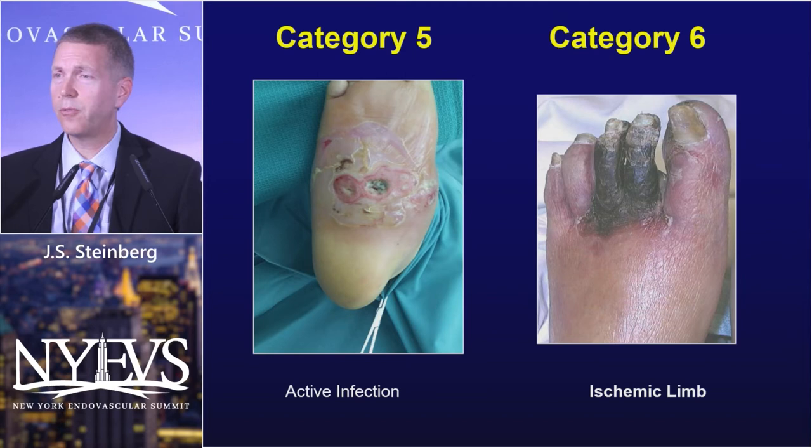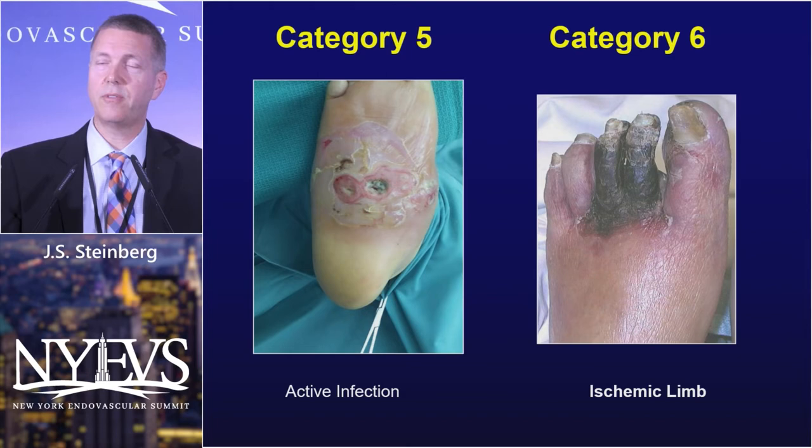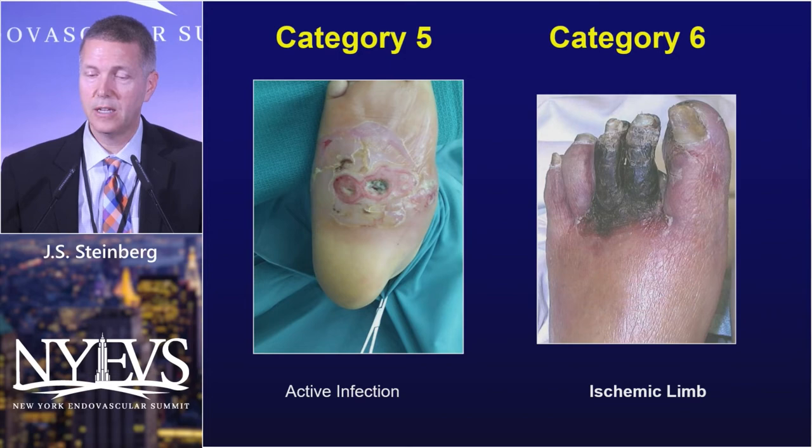Category five and six are hospitalized patients. Usually this is active infection and ischemic limb that either gets revascularized or is going to become an amputation. So those, again, are more risk factors for amputation and used in the hospital.